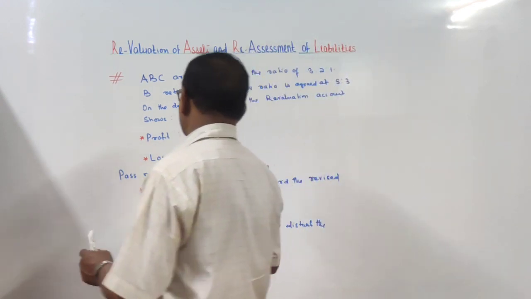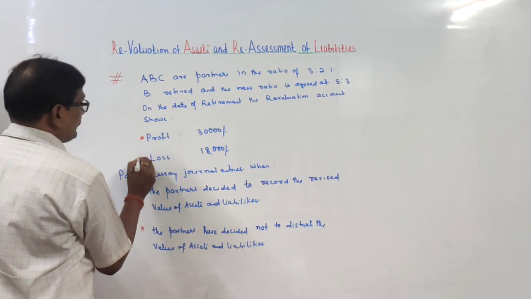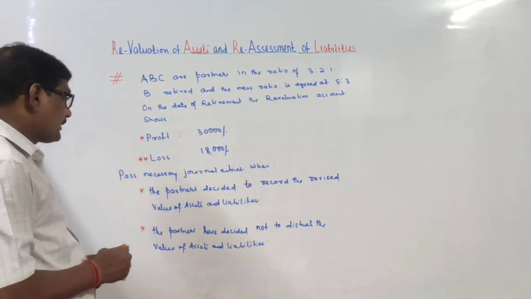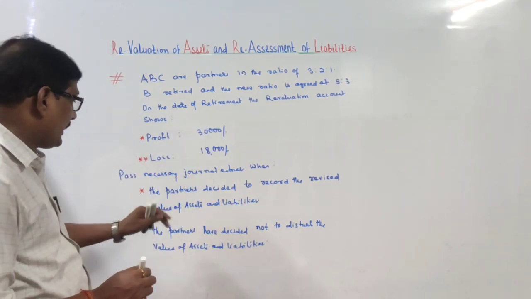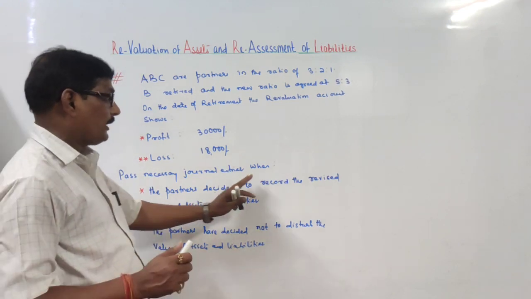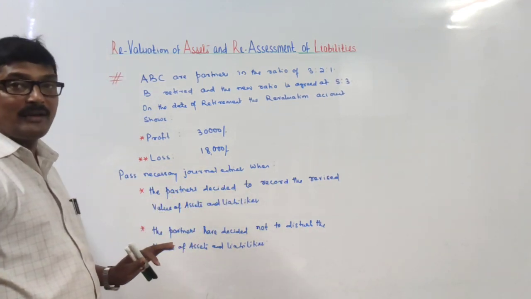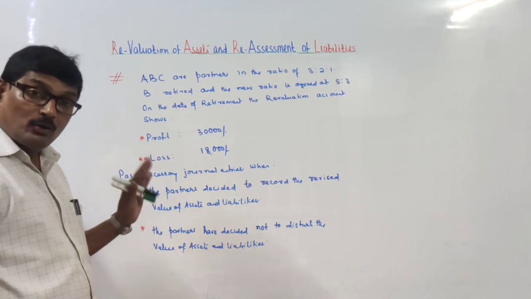So there are two questions here. So first one is profit and second one is loss. We will treat it separately. Pass necessary journal entries when the partners have decided to record the revised value of assets and liabilities. Revised value means revalued figures.